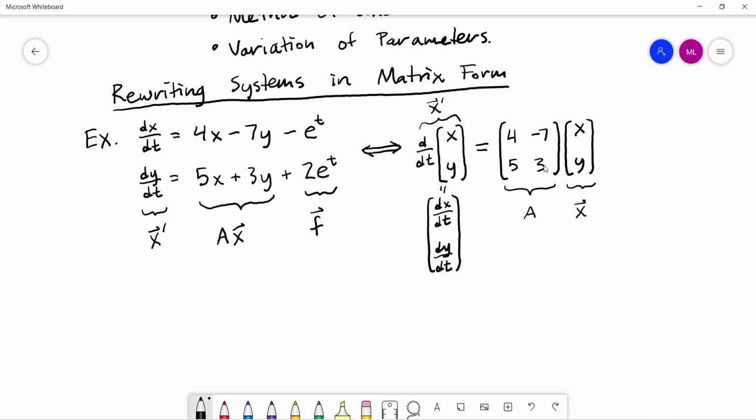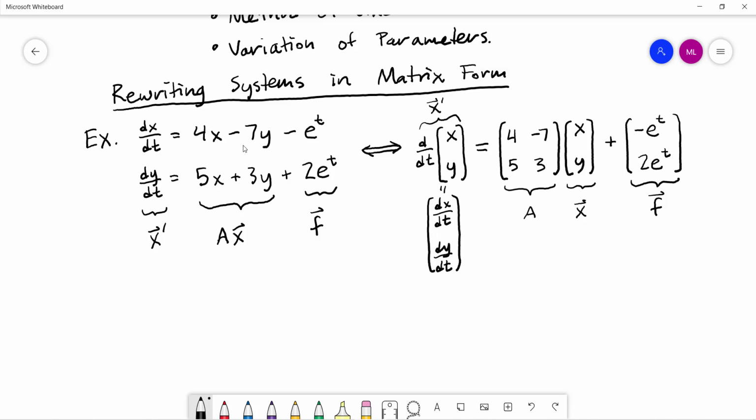So there's that, plus now we need our f term. We'll just put them in a matrix. I'm going to have negative e to the t for the top entry, and then 2e to the t as the bottom entry, and this plays the role of my f vector. So this system, which is written as two separate equations, can be written as a single matrix equation, and that's what we've done over here.